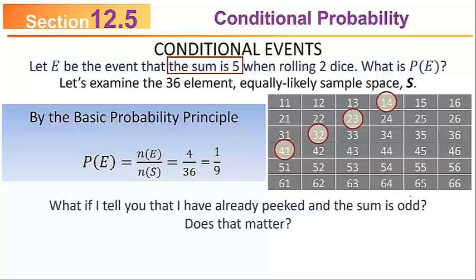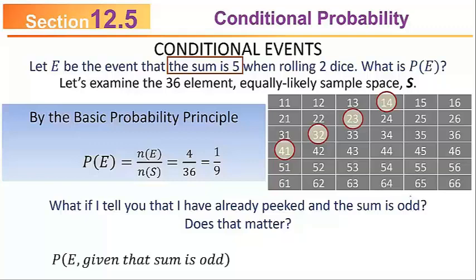But what if I tell you that I've already peeked? I've done the die roll already, and I'm holding my hand so you can't see it, but I've peeked, and I'm telling you something about it. I'm not telling you what the sum is, but it's odd. Does that matter? Does that change the probabilities because I gave you some new information? And the answer is, in general, yes, that will make a difference.